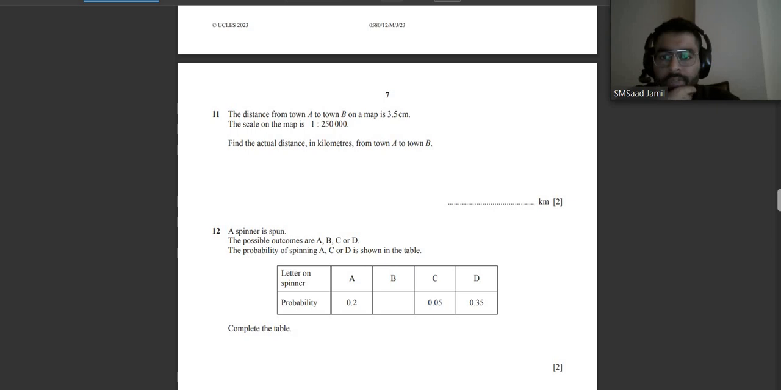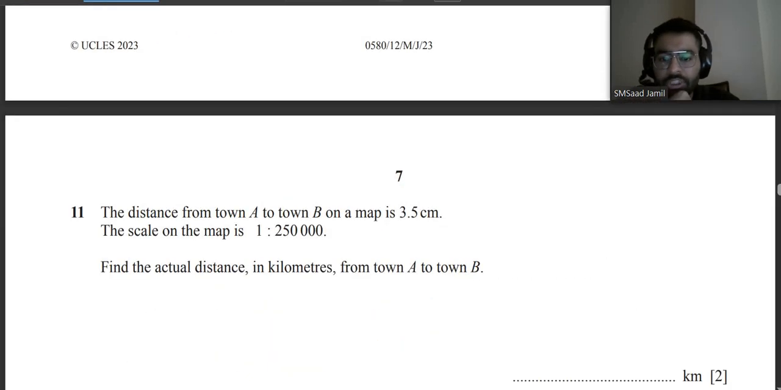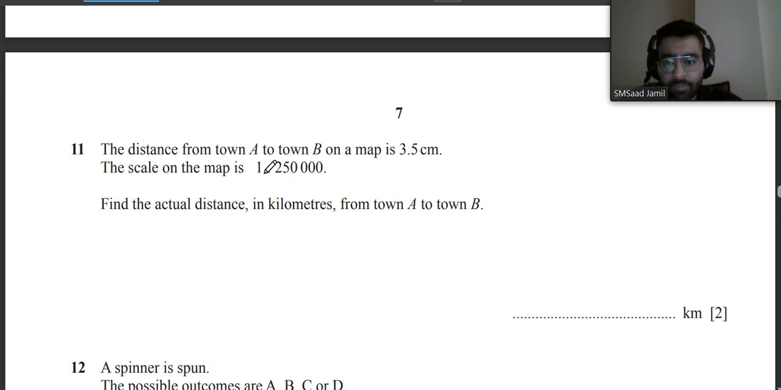Moving on, we are doing question number 11. On question number 11, it says the distance from town A to town B on map is 3.5 centimeters. The scale on the map is 1:250,000. Find the actual distance. So the distance from town A to town B on map is 3.5. We have to find the actual distance now.